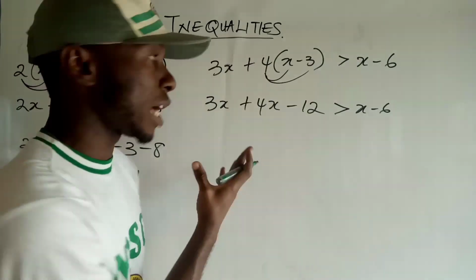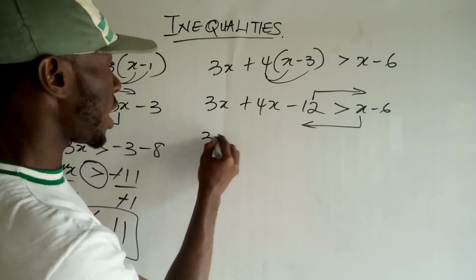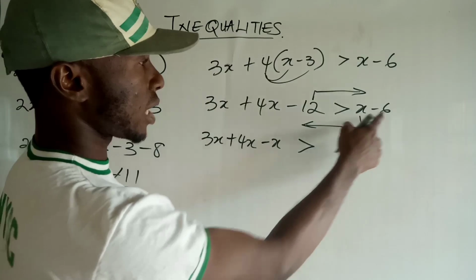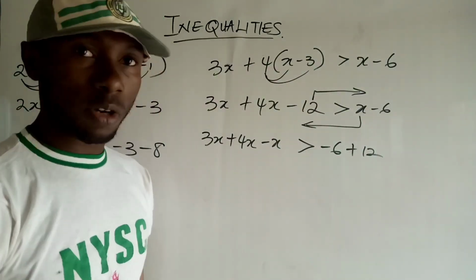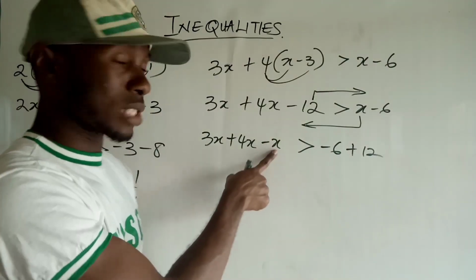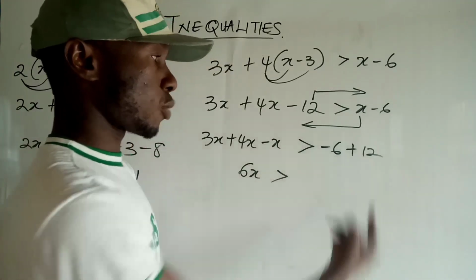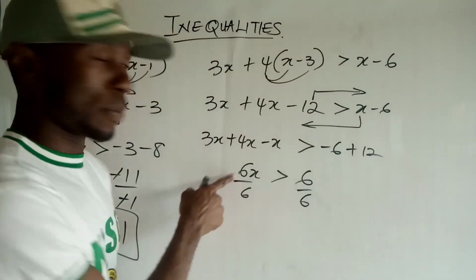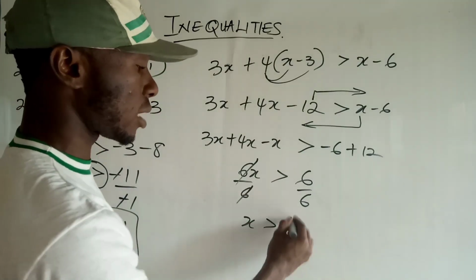Right here, you want to collect like terms. So you bring up this guy to this side and this guy over to this side. So you have 3x plus 4x, then minus x greater than negative 6 here. But this guy goes over to the side, it becomes positive 12, right? No problem. So 3x plus 4x will give me 7x. 7x minus x will give me 6x greater than, and minus 6 plus 12 is going to give me 6, right? So you want to divide both sides by 6, which is a positive number, so the inequality will not change. This guy will cancel out this guy, and x is greater than 1.